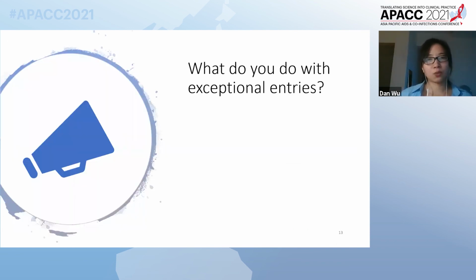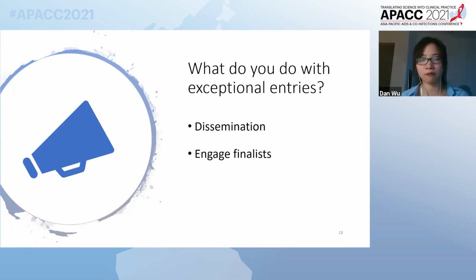And the next is, what do you do with the exceptional entries? Obviously, there's a lot you can do. First, you can disseminate and share the exceptional stories or experiences. For example, for this conference, you can share the participant experience with the conference organizers in terms of making changes or improving their organization. You can also engage finalists if there are exceptional ideas that can be integrated into the next APACC conference. You can engage them, for example, to design something for the conference and use their finalist submissions for the next conference.